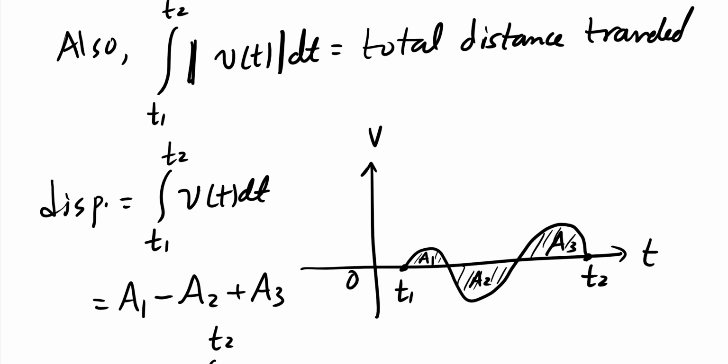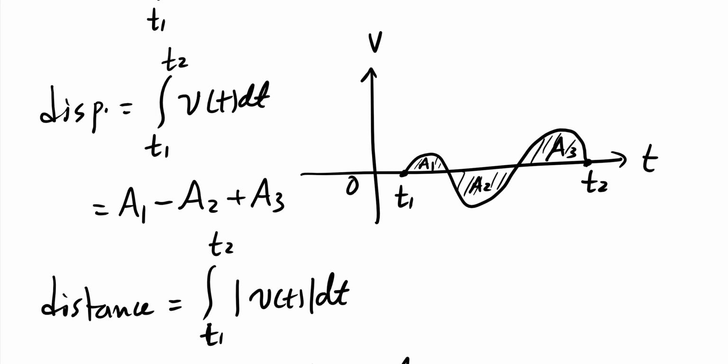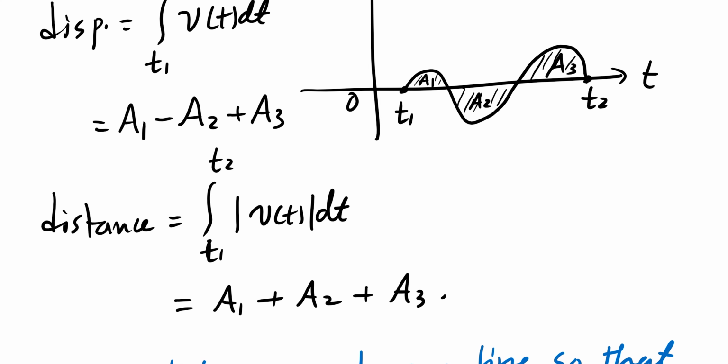But if I want to find the distance, the displacement can be negative, but the distance must be positive. For the distance, it's going to be exactly the same thing, except the middle sign for the negative is going to be positive because we're doing absolute values. So for displacement, we just integrate v of t dt from t1 to t2. But for the distance, we have to integrate the absolute value.